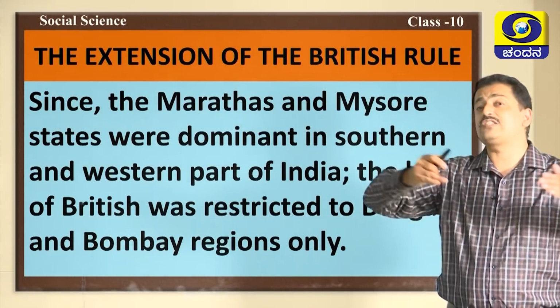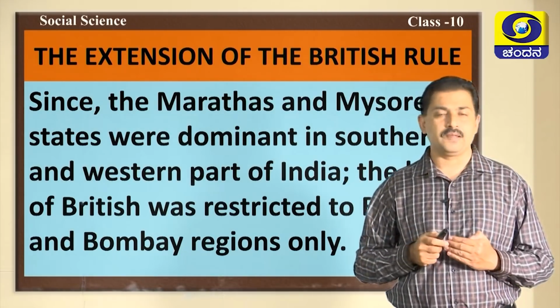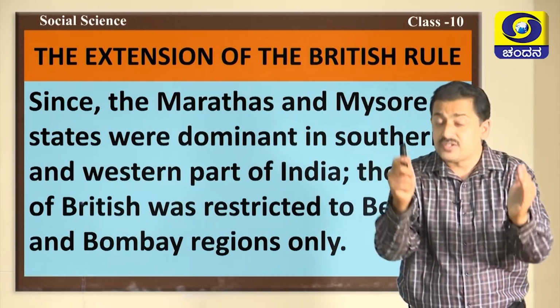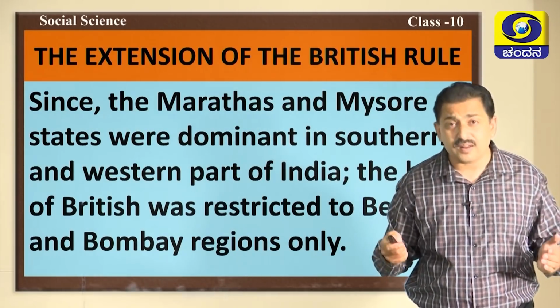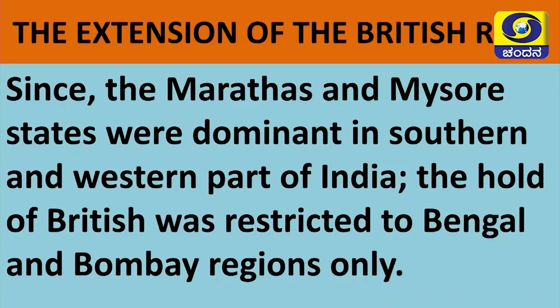British wanted to expand their trading network even in South India. They wanted to expand their influence even in South India, but it was difficult in the initial days. It was not so easy for them. Why? Because the Marathas and Mysore states were dominant in southern and western parts of India, the hold of British was restricted to Bengal and Bombay regions only.